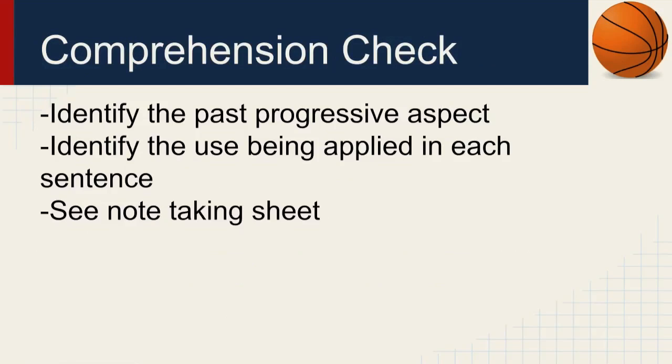For this comprehension check, please pause the video and fill out your note-taking sheet. You will be asked to identify the past progressive aspects in the sentences provided. Then you will need to write down which use is being applied in each sentence. All of the exercises are on your note-taking sheet.